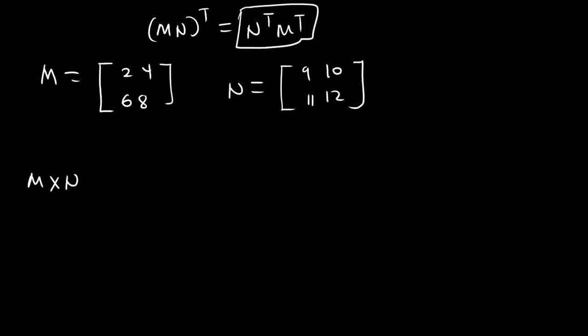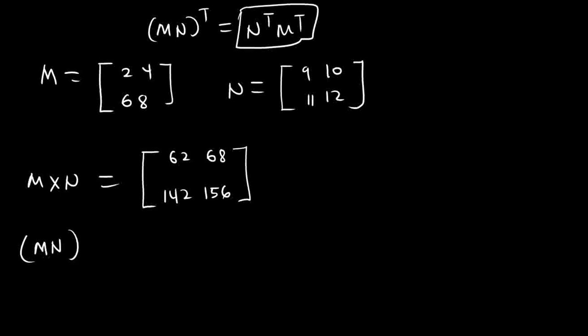I'm going to find the product of these two matrices. Okay, when I find the product, I'm going to have 6, 2, 6, 8, and then 142, and then 156. Okay, so this will be the value after performing the multiplication, and then we are going to take the transpose of what, this product. So that will be the transpose of what, this product.